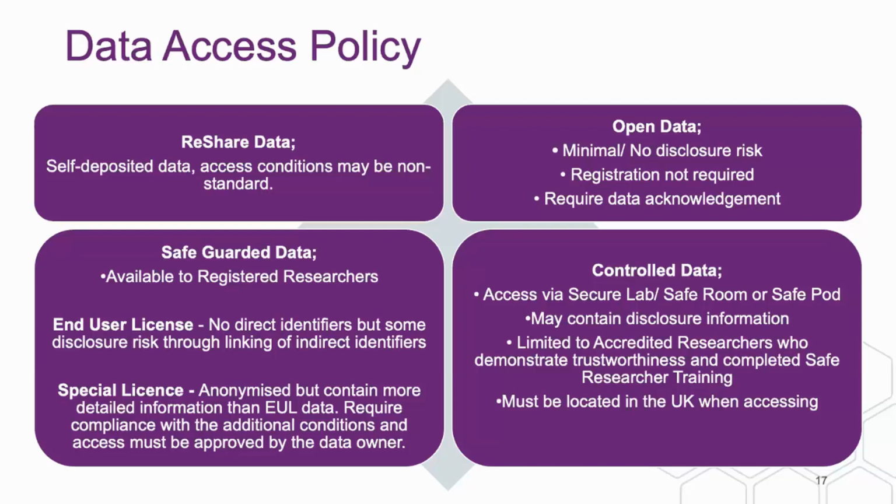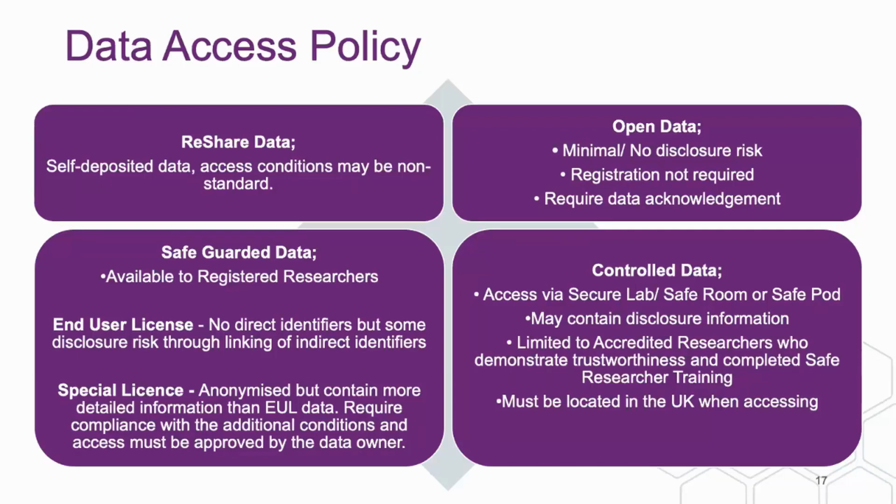We then have our safeguarded data. We have 2 different access levels as part of the safeguarded classification. The first of these is end user license. These data contain no direct identifiers, but there is a small disclosure risk through the linking of the data.